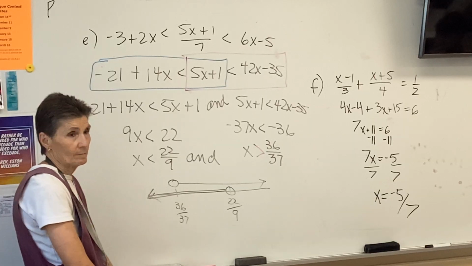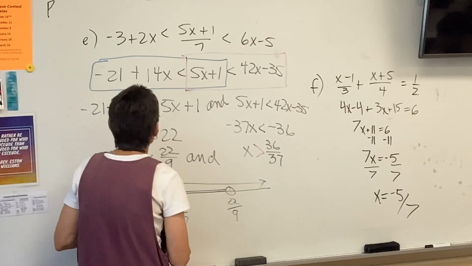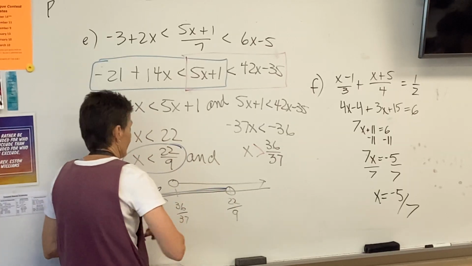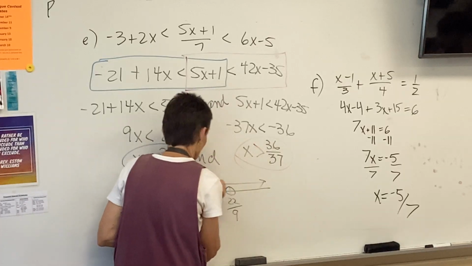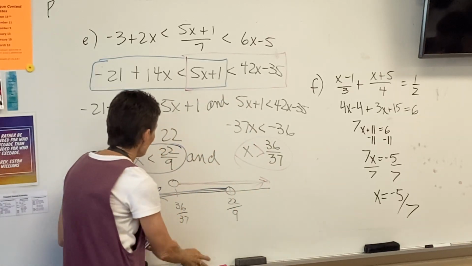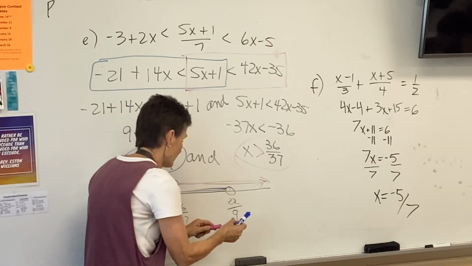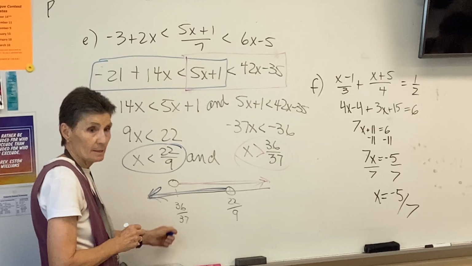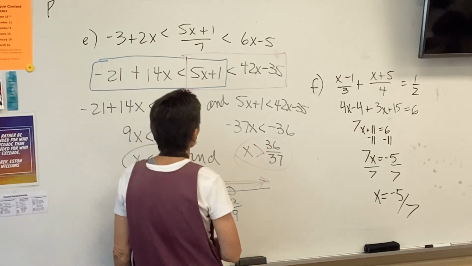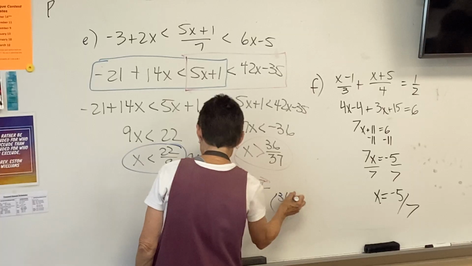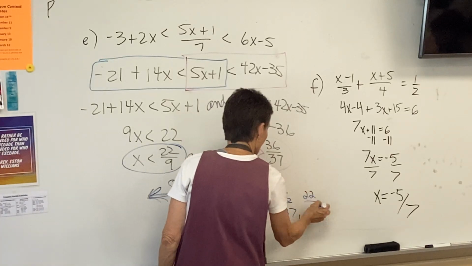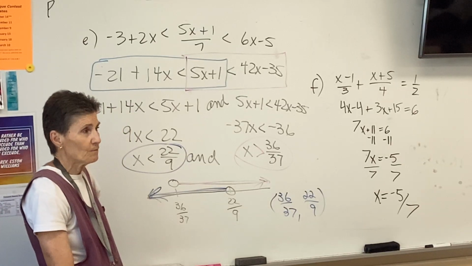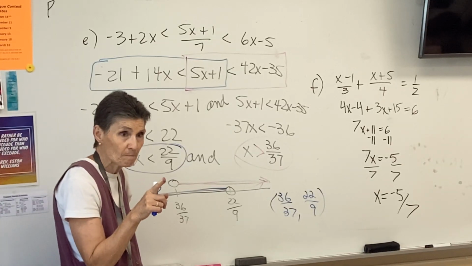But I have to be both. Think of it as blue and pink. My answer has to be blue and pink. So where's the answer? In between those two, yep. And everything's open. So 36/37, comma, 22/9. How does that feel? Does that feel okay? If you were a little confused by that originally, are you okay with it now? Good?